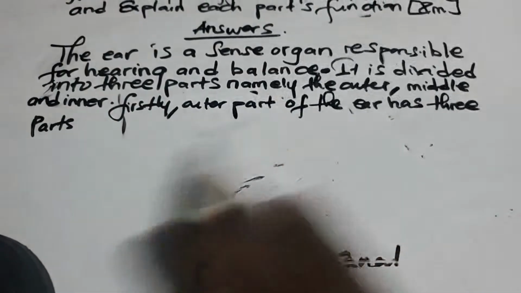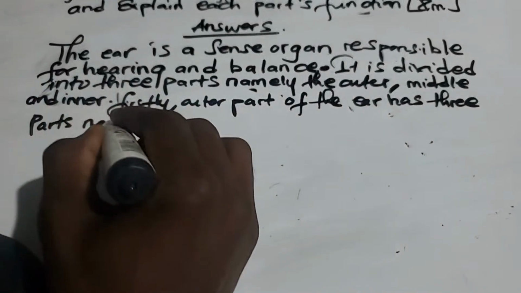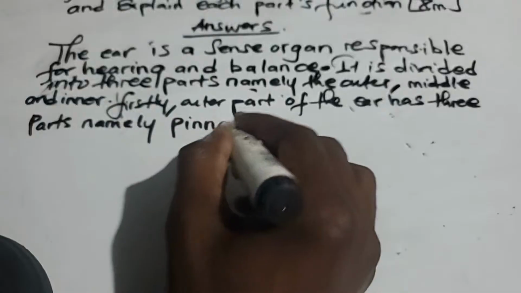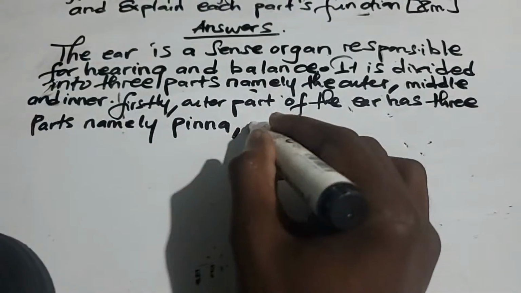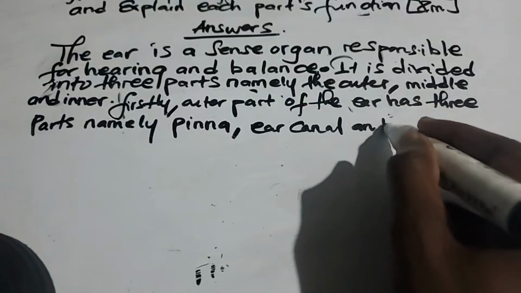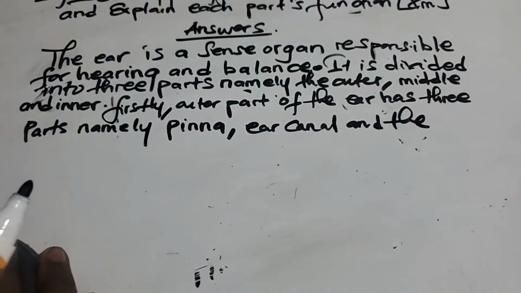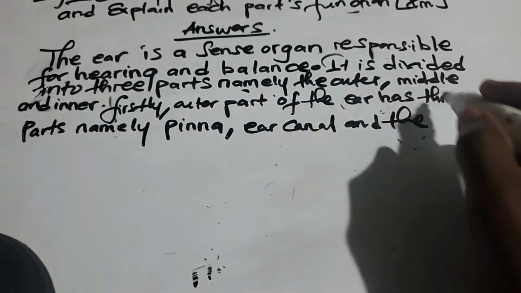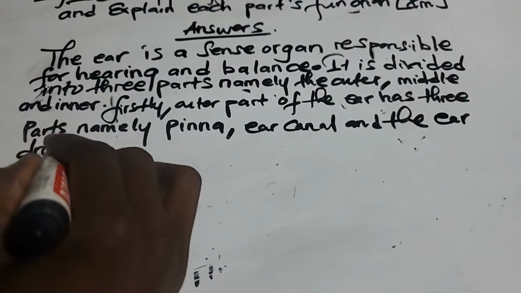This plays a very important role. So it has three parts, and we end up saying, namely, the first part, the pinna, which can also be called the auricle. Then afterwards, we have the ear canal, and the eardrum. So firstly, the outer part of the ear has three parts, namely pinna, ear canal, and the eardrum.